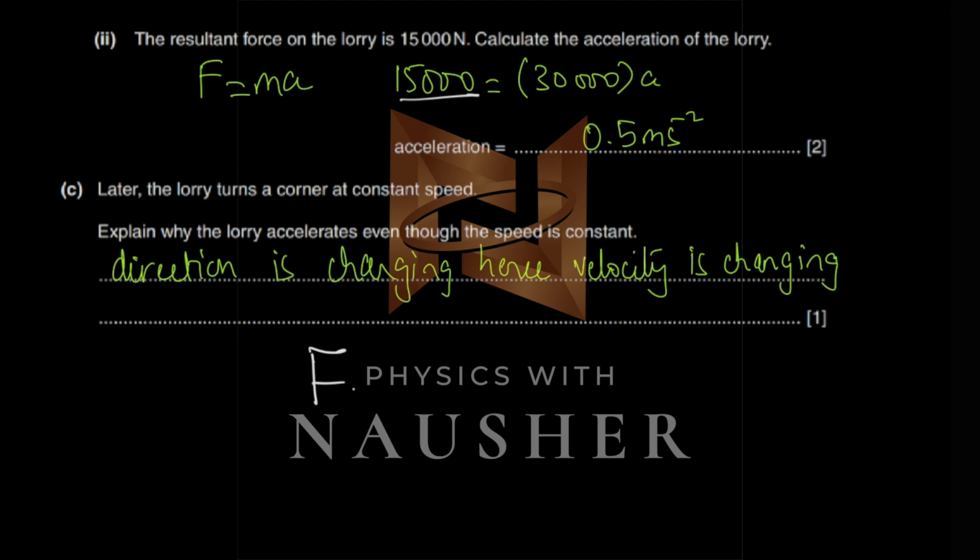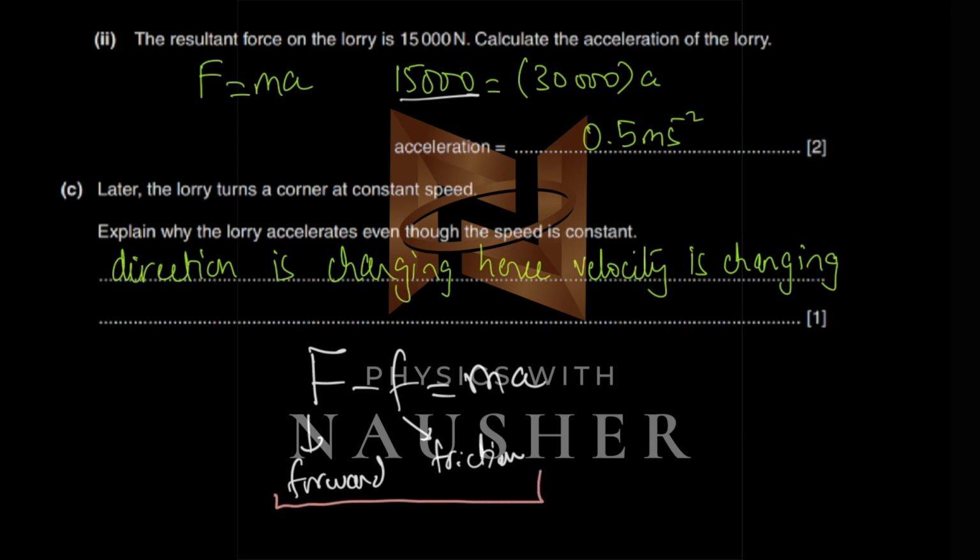Worth mentioning over here is when you use F minus f is equal to ma, this capital F is the forward force, small f is the friction force, m is mass, and a is acceleration. But if in the question they give you the resultant force, that means they're giving you the value of this minus this, because forward minus friction is resultant force. So resultant force can also be equal to ma. So this 15,000 is actually forward minus friction.